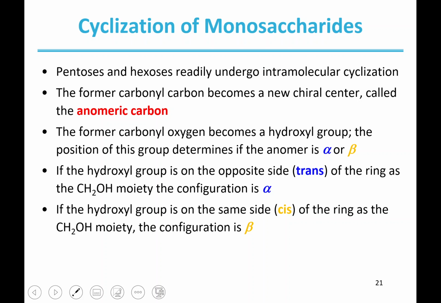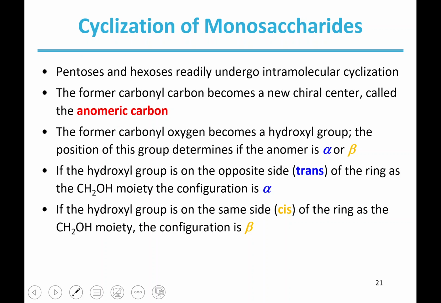The former carbonyl carbon becomes a new chiral center. Wherever that carbonyl group was that is being attacked by an OH group is now a new chiral center, and that's called an anomeric carbon.